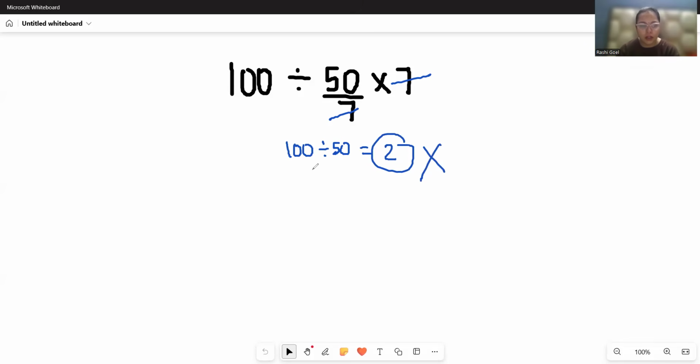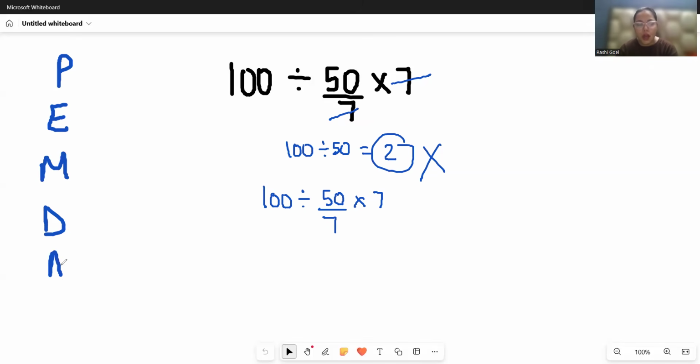Yes, it's incorrect. Because when an expression like this, 100 divided by 50 over 7 times 7, where you have multiple operations like division, fraction, and then multiplication, then always go for the BODMAS or PEMDAS rule. As per this rule, you have to first solve the parenthesis if given, then exponent, then multiplication and division, both have the same priority, similarly addition and subtraction.